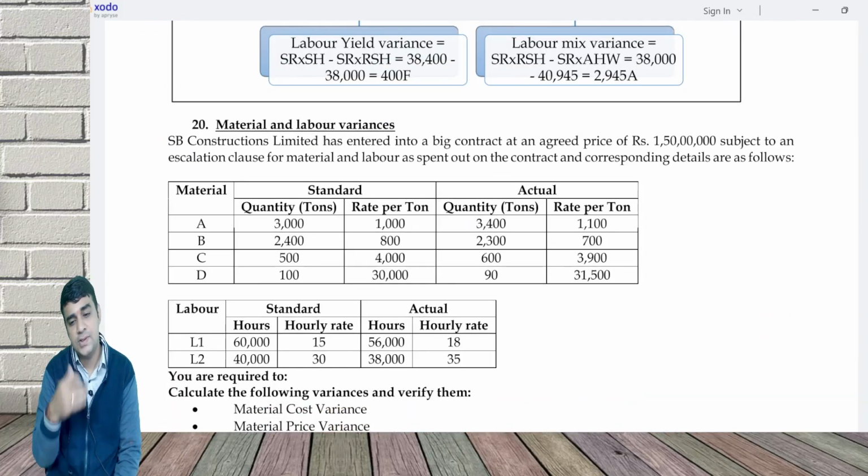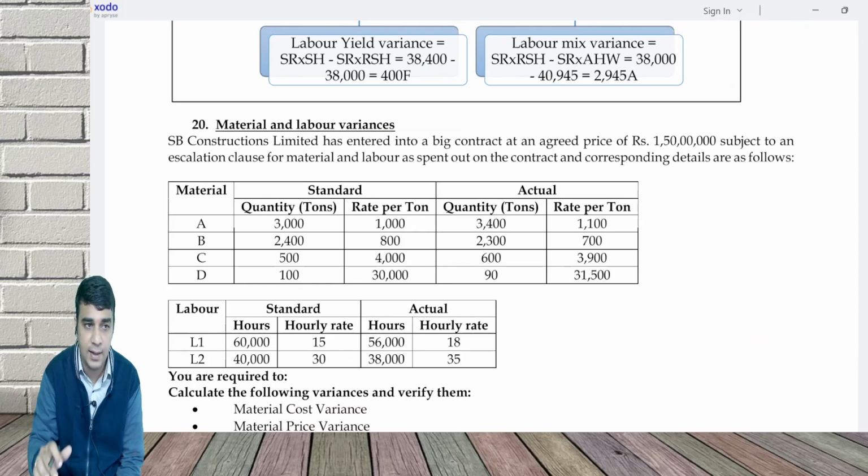20, this used to be part of an area which you would have learnt earlier, not here. In the old syllabus, there was something called contract costing. The contract costing part is not tested here. It's only the variance calculation.